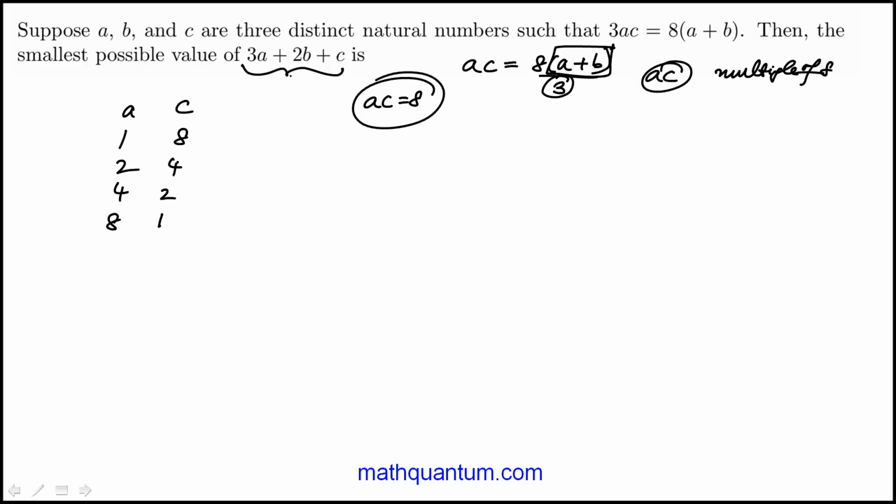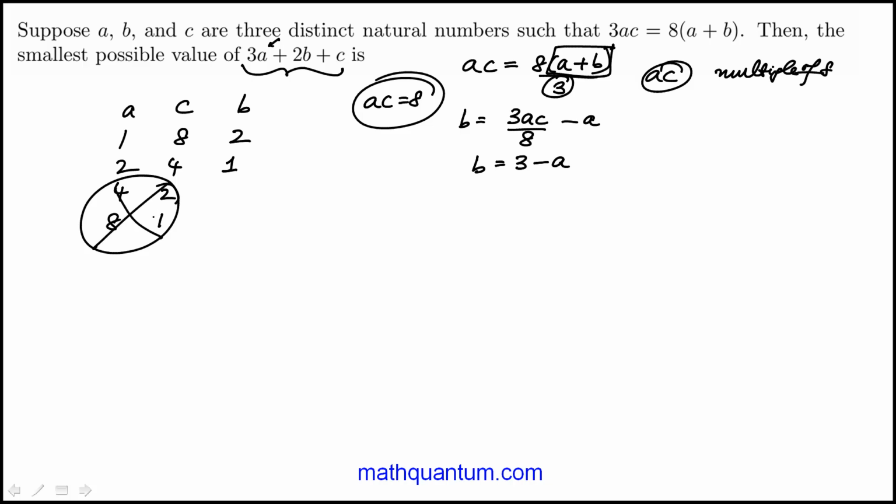But if you look at this expression that we have to minimize, we want A to be smaller. So these two would give me higher values. But let's look at what the resulting values are. So B would be 3AC over 8 minus A. That's your B equal to. And AC is 8, so this would be 3 minus A. So in the first case, it would be 2. In this case, it would be 1. And in both of these cases, it would actually be negative. So we can discard those.